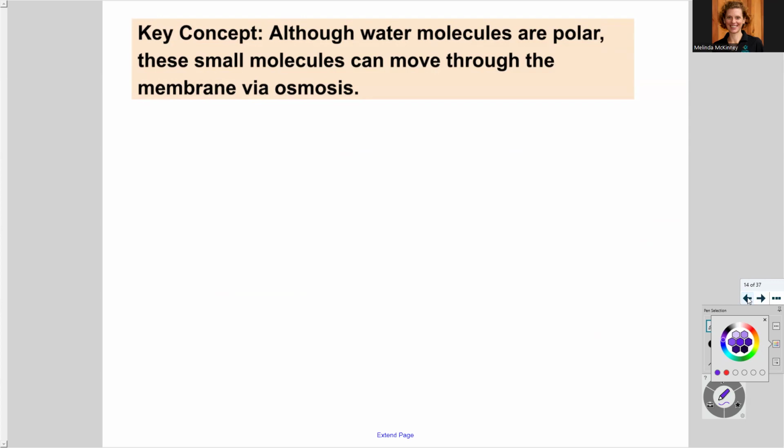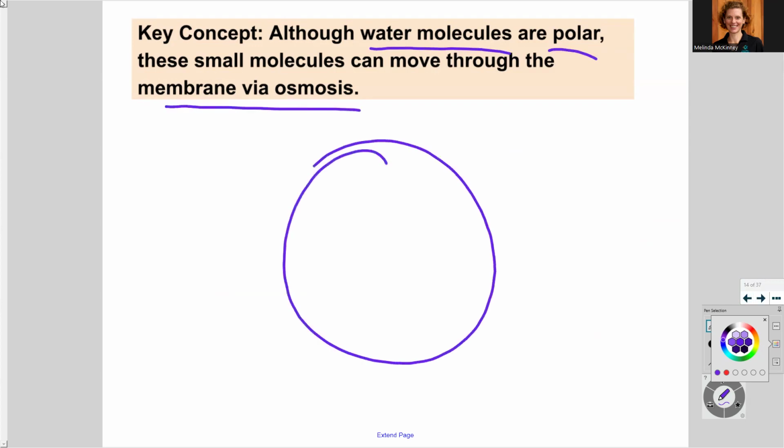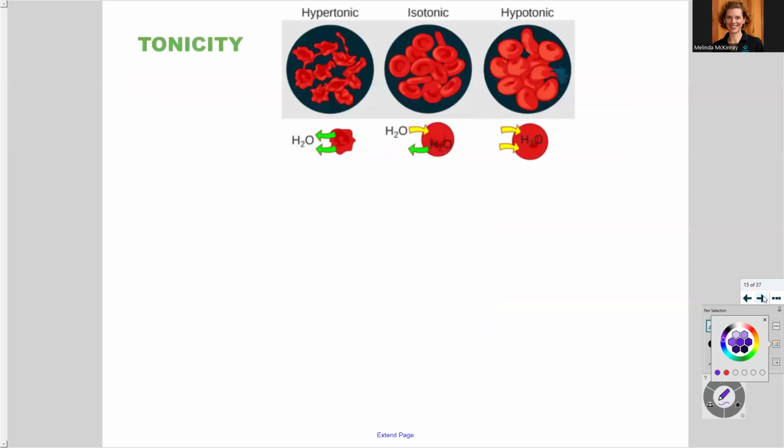Although water molecules are polar, they go through the membrane through osmosis. So that can be really quick. Water goes through the cell membrane, and this is called osmosis. Okay, perfect. Now, the direction we talked about, tonicity. There's three ways that you can describe the solution surrounding the cell. So here's my cell, okay?